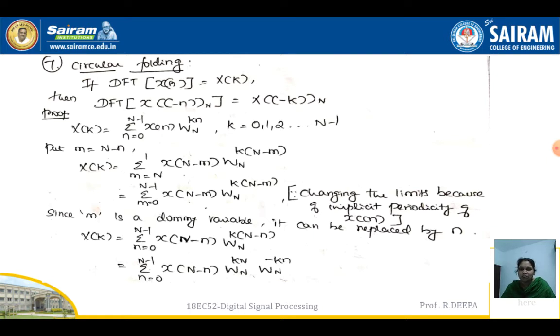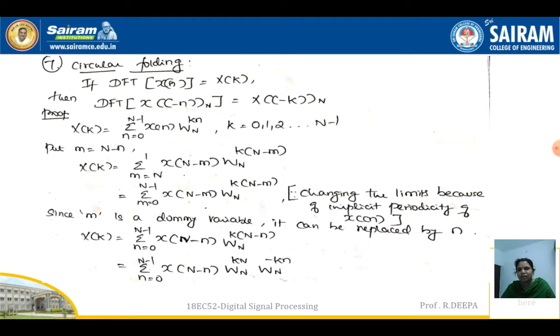And we are going to change the limit of the summation. As we know, the summation is from m equal to N to 1. I can interchange the limit as 0 to N minus 1. Why? Because we know the periodicity property of x(n). It is going to be periodic with period N. Hence, the limit can be changed as m equal to 0 to N minus 1, x(N minus m) W_N power of k into (N minus m).